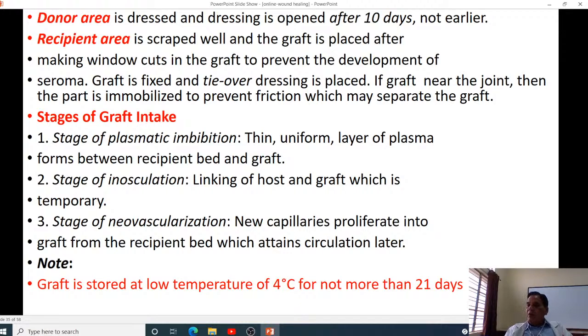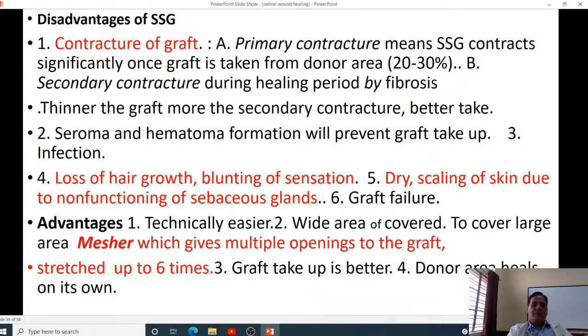Just I will inform you the graft, if in excess, is stored at 4 degrees for up to 21 days. Disadvantages: there is a contracture of the graft, there is loss of hair, there are no sensations in the graft. It is a dry scaling wound because there are no sebaceous glands. But the advantage: it is technically easier, a large area can be covered, and with the help of mesh, you can stretch the graft up to 6 times. So graft take is better, and the donor area will heal on its own.